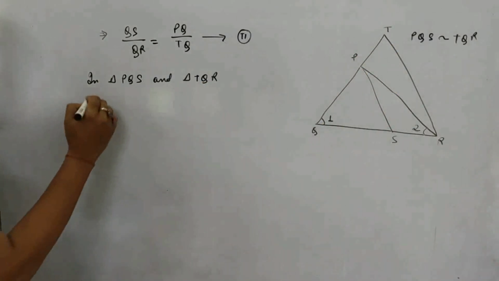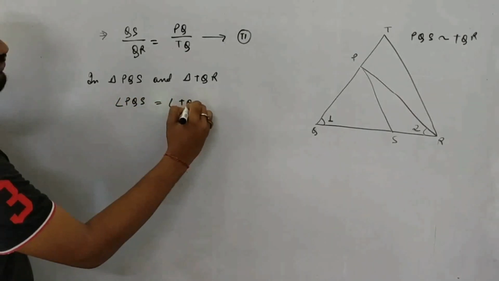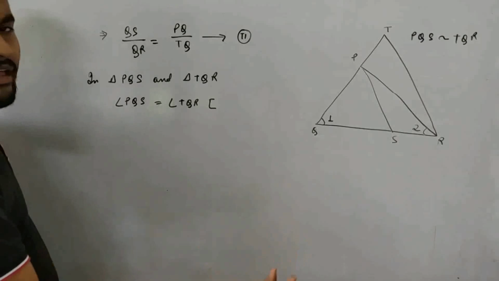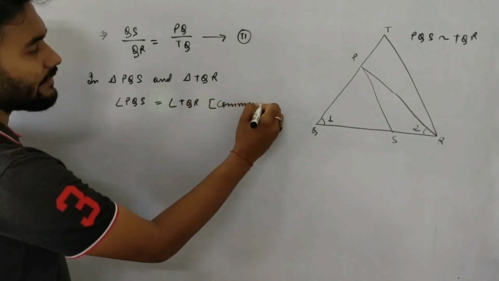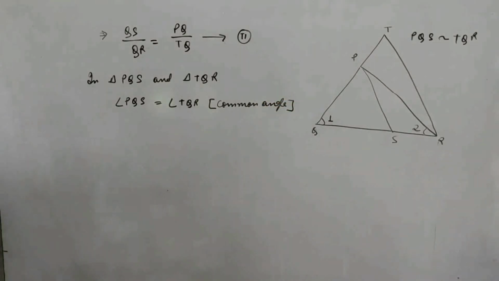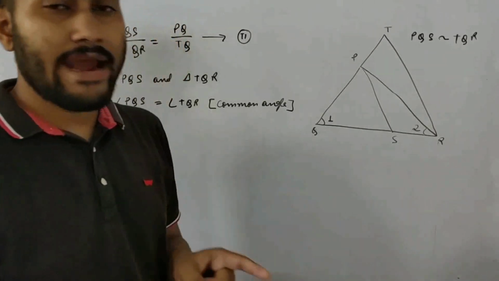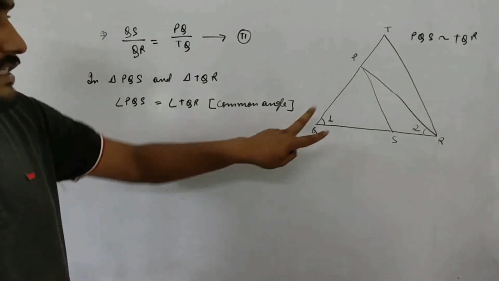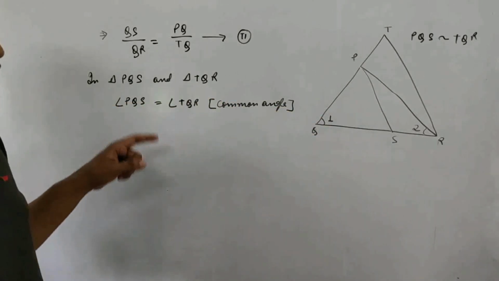So we can say that angle PQS is equal to angle TQR, because this is the same angle, right? Common angle in both the triangles. So we will say common angle. Done. And one more thing we will use: the SAS property, right? One angle equal and the sides touching this angle, so this angle should lie between these two sides.